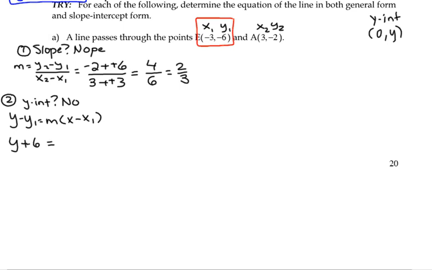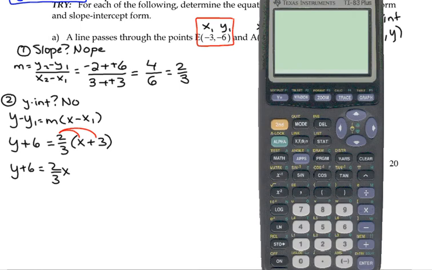y plus 6. Our slope is 2 over 3, times x minus negative 3. So now again it becomes plus 3. Our next step, distributive law. Get rid of those brackets. y plus 6 equals 2/3 x. If you don't trust yourself with your multiplication of fractions, then you might want to type this in the calculator. 2/3 times 3 is just 2.